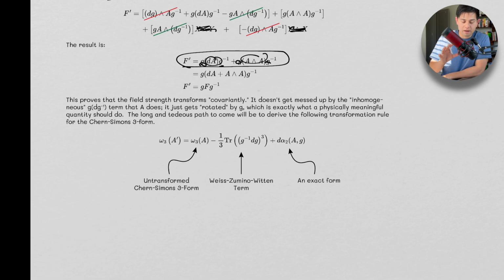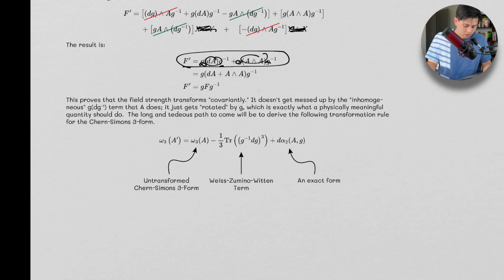Apologies for that. My battery on my iPad was dying. But this proves that the field strength transforms covariantly, and it doesn't get messed up by the inhomogeneous term that A does. It just gets rotated by G, which is exactly what a physically meaningful quantity should do.